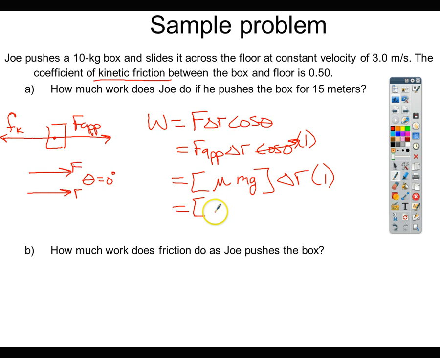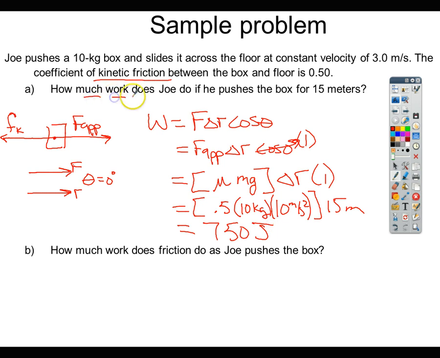Finally, we can plug all our values in. They said that the coefficient of friction is 0.5. We know the mass of the box is 10 kilograms, and we know the gravity working on the box should be 10 meters per second squared. We're going to multiply that times that quantity times the 15 meters that he pushes that box. When we multiply everything together, you should end up with 750 joules. So that's how much work Joe does if he pushes the box for 15 meters, and that's positive.